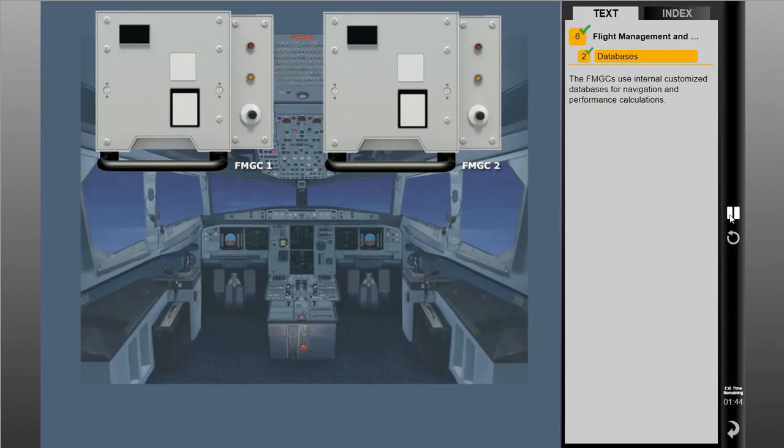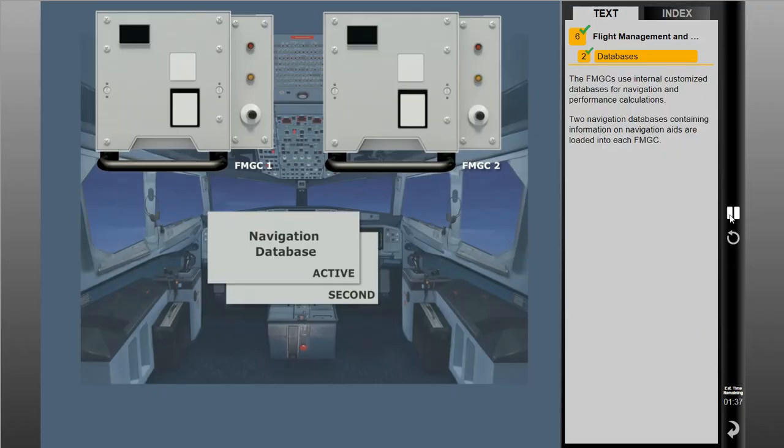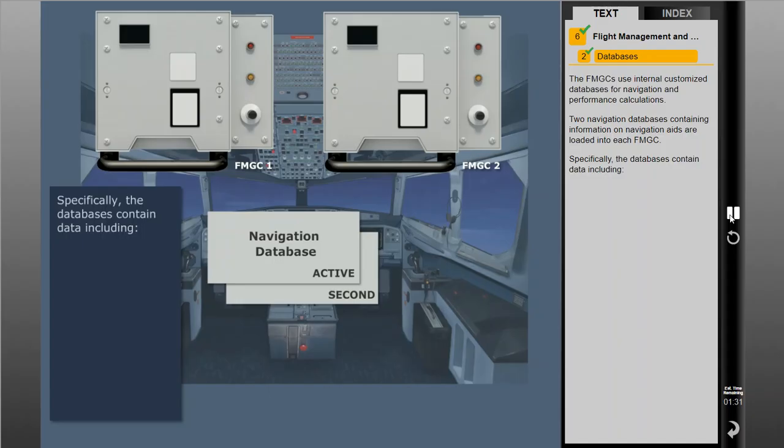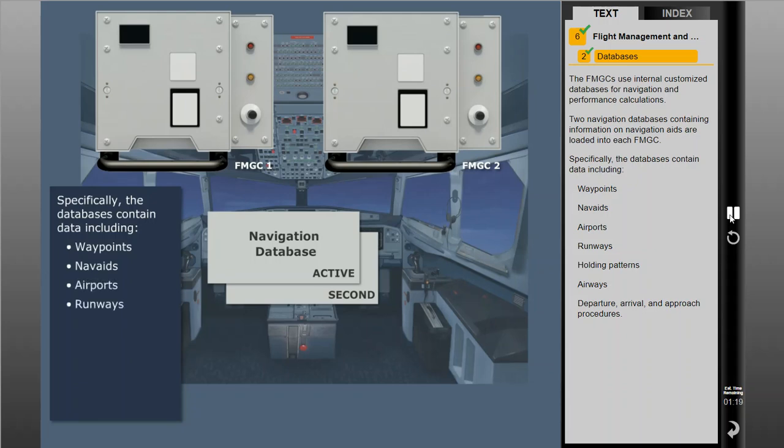The FMGCs use internal customized databases for navigation and performance calculations. Two navigation databases containing information on navigation aids are loaded into each FMGC. Specifically, the databases contain data including waypoints, navigation aids, airports, runways, holding patterns, airways, and departure, arrival, and approach procedures.